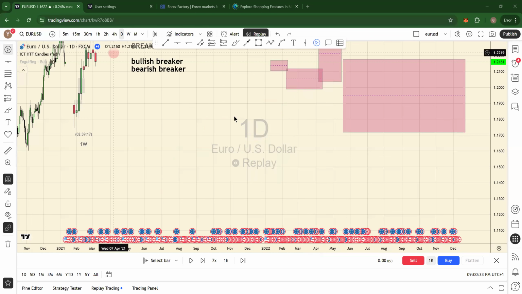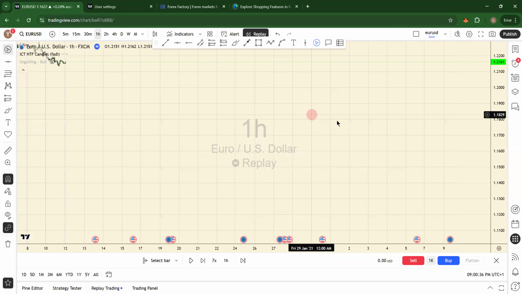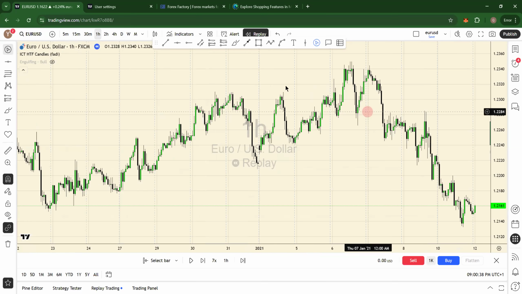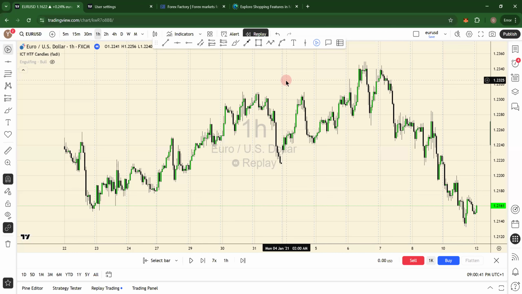Let's now go to the lower time frame chart and try to see if we're going to see anything like a good breaker block.